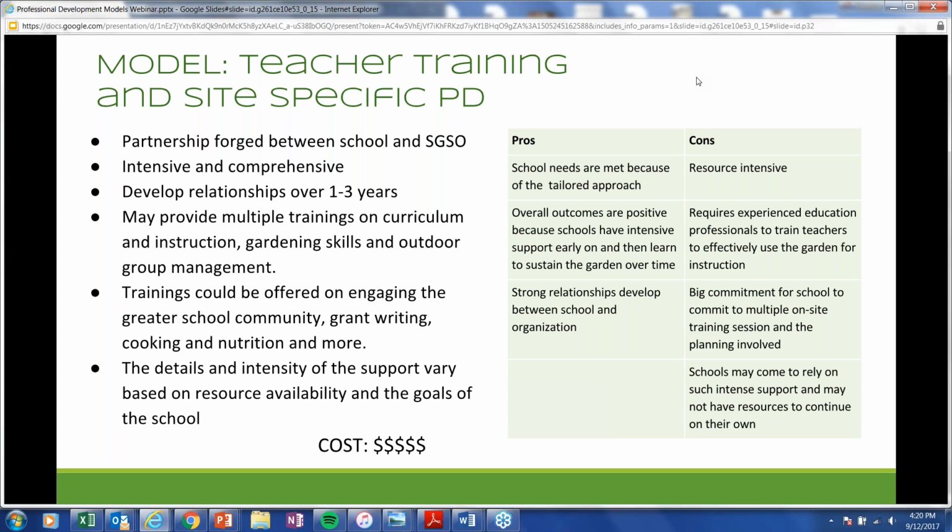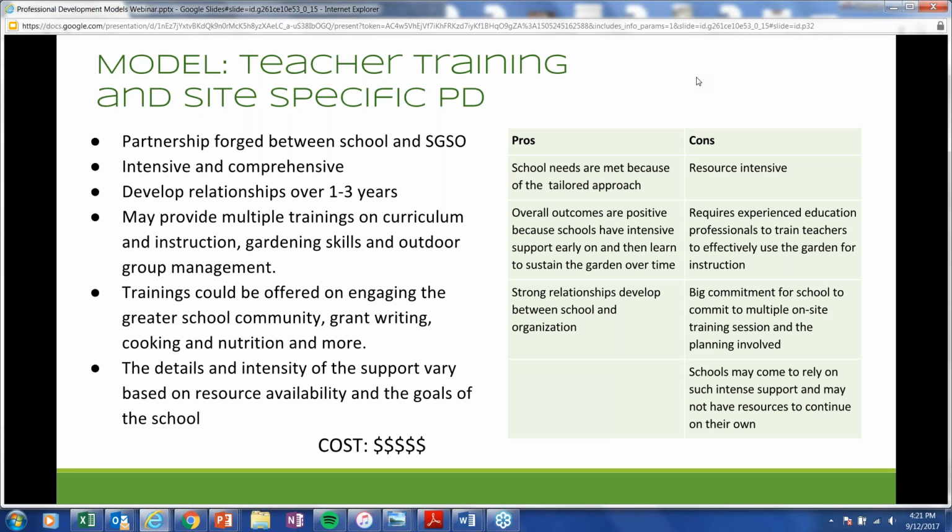These teacher training and site-specific PD models are a true partnership between the school and the school garden support organization. Sometimes it's the district and the school garden support organization. They're intensive, they're long-term, they involve multiple trainings that integrate curriculum, gardening skills, outdoor group management. They can include community, grant writing, cooking, nutrition, STEM, whatever the focus of the organization is. And they vary in intensity based on resources available.